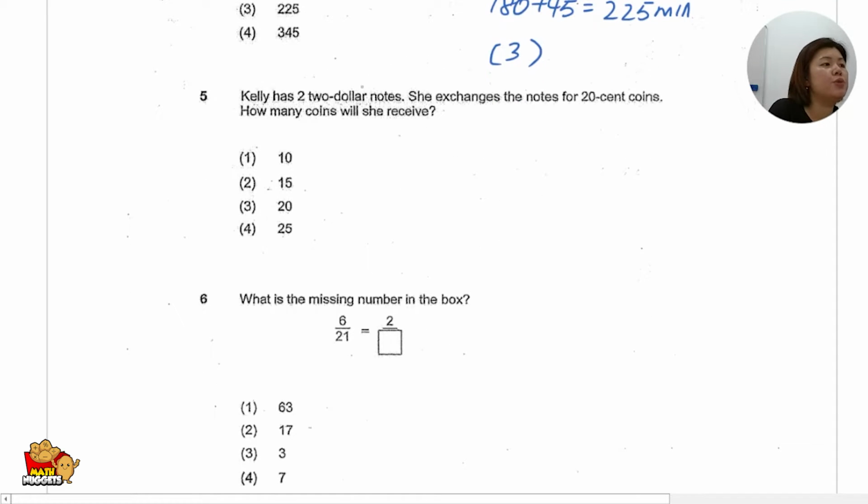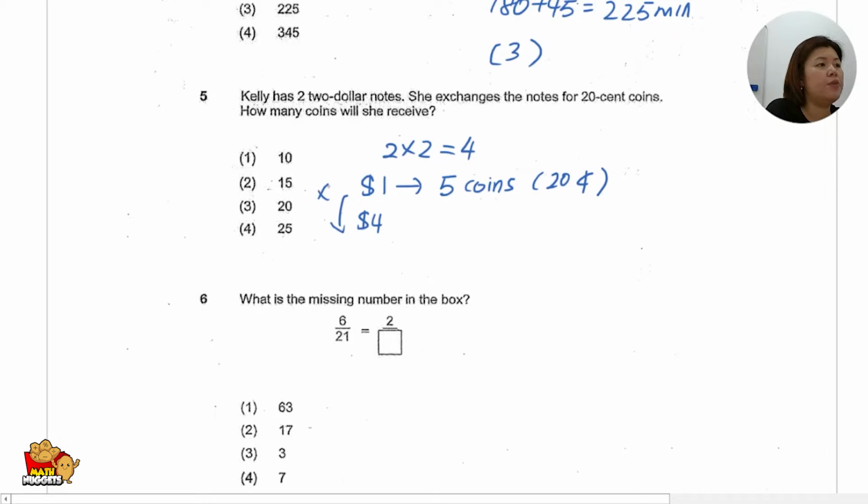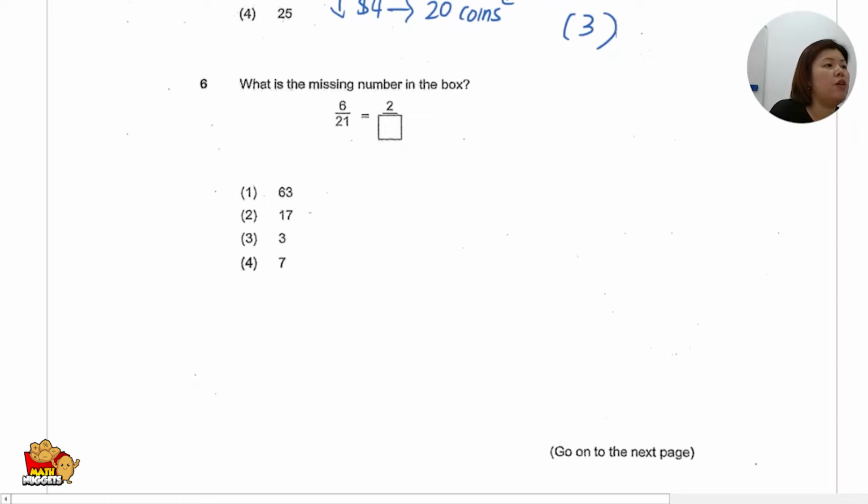Okay, next. Kelly has two $2 notes. So 2 times $2 equals to $4. She exchanged it for all to be 20 cents. So $1 is actually 5 coins of 20 cents. So if it's $4, I will times 4. Here will times 4, which give you 20 coins. Answer number 3.